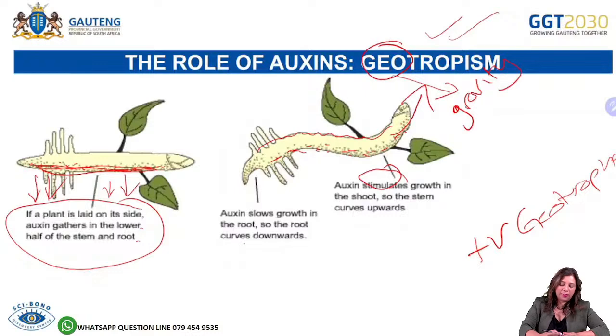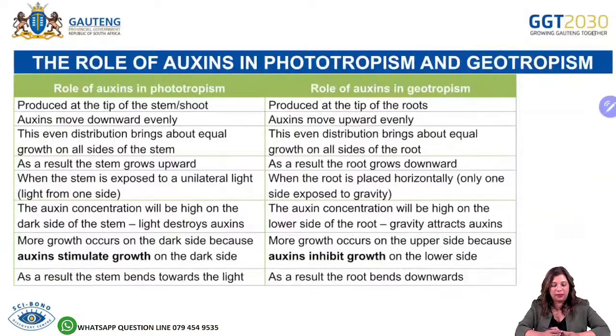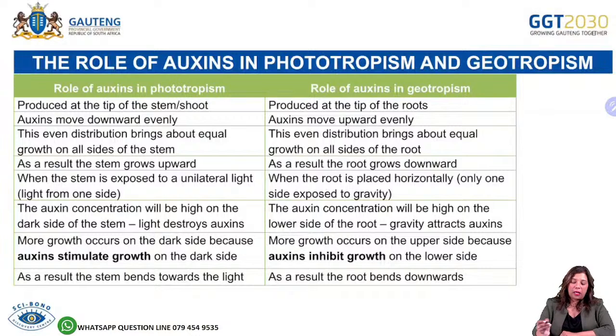Okay, so that's just a summary of what we've already discussed. It's in a diagram, so you should be able to compare. I'm not going to do both sides of the table. We will just do one side of the table, because obviously it will be the opposite on the other side. So let's look at phototropism. It's produced at the stem and the shoot.